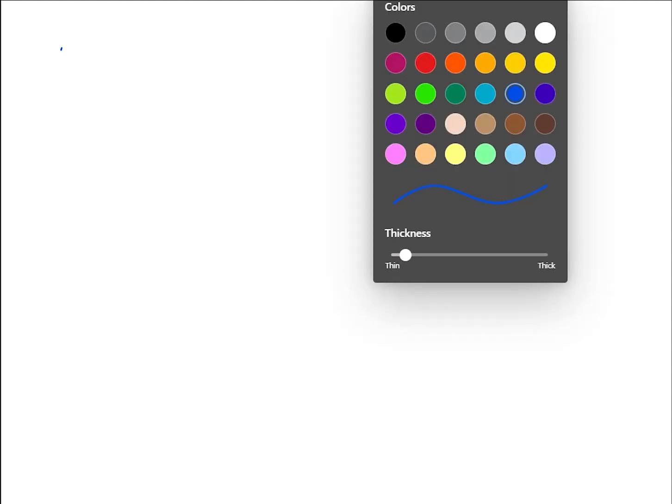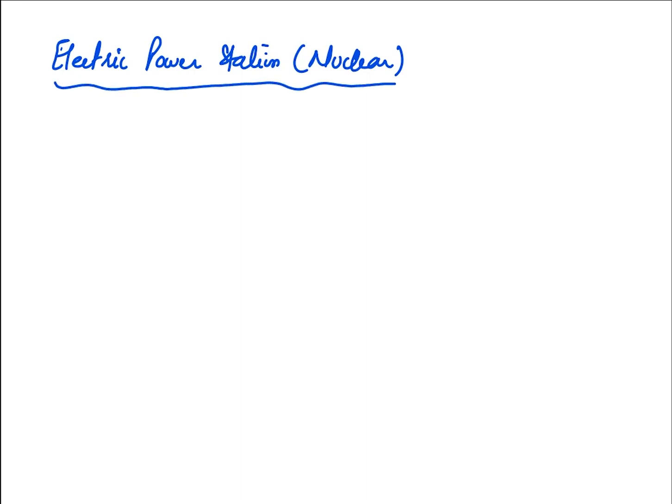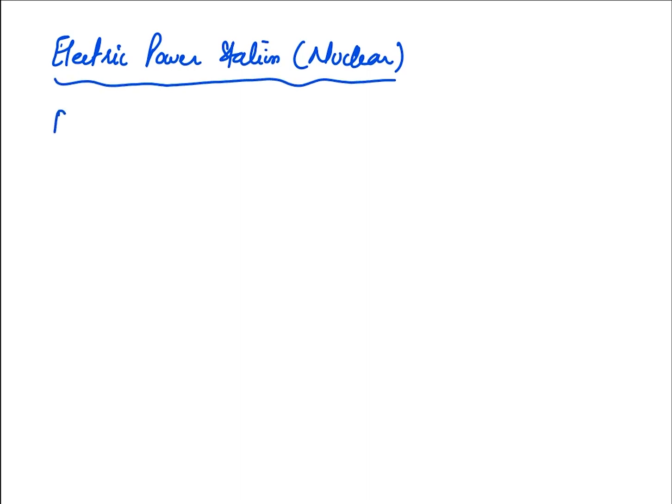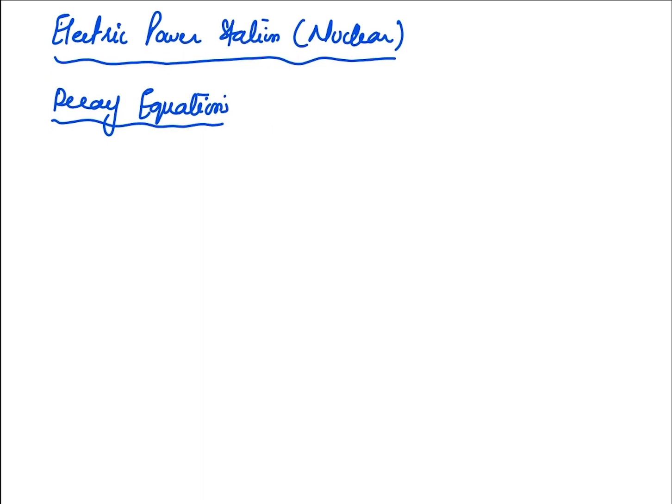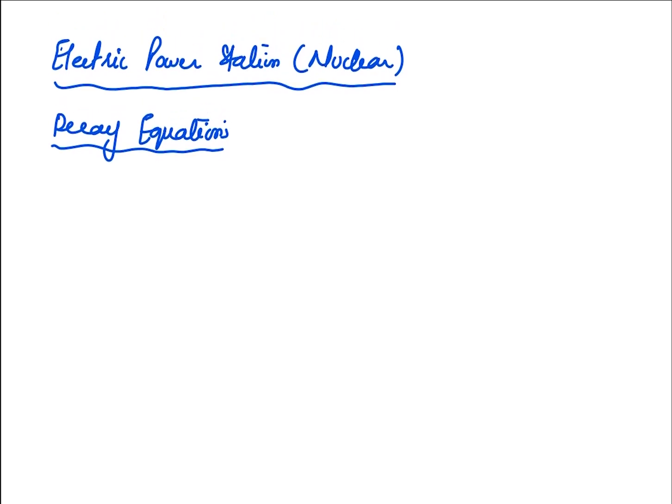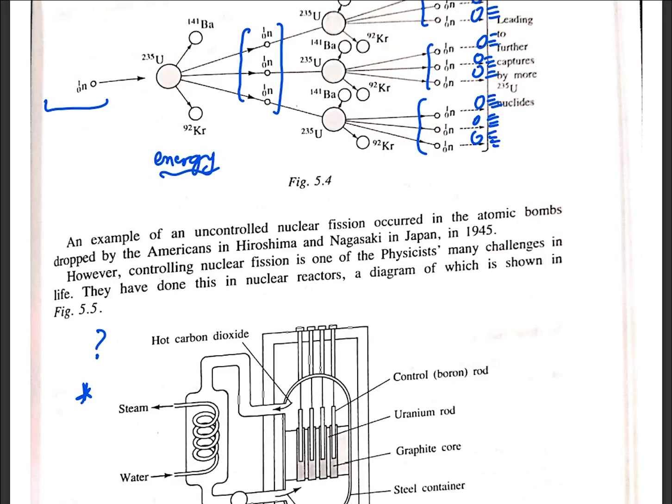What we're required to do today is electric power stations, generating electrical energy from nuclear power. The second thing that we have to do is decay equations, and then we will move forward towards half-life. Okay, so let's look at the electric power station. How does that work? This will be its diagram.